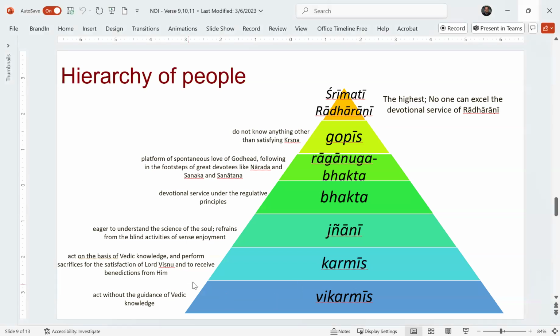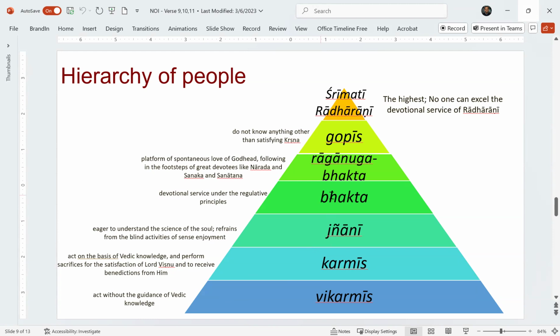That's the lowest. Then there are karmis who act on the basis of Vedic knowledge. But they are working with a very ulterior motive, that I want to enjoy. So that's why they're doing it. Then there are jnanis, right? They are eager to understand the science of the soul. They are not blindly following sense enjoyment.